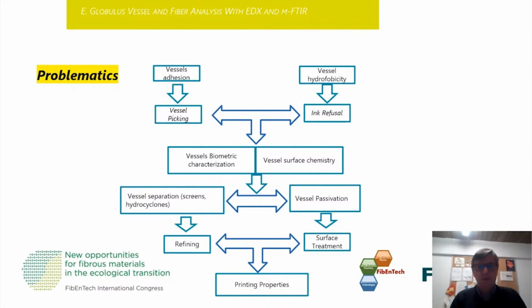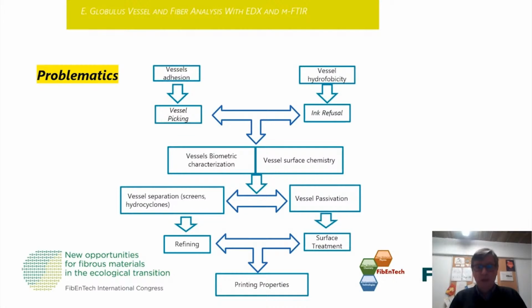This is the scheme of the problematics of our work. It relates to printing problems, resulting from two problems: vessel picking due to vessel lack of adhesion, and ink refusal due to vessel hydrophobicity.